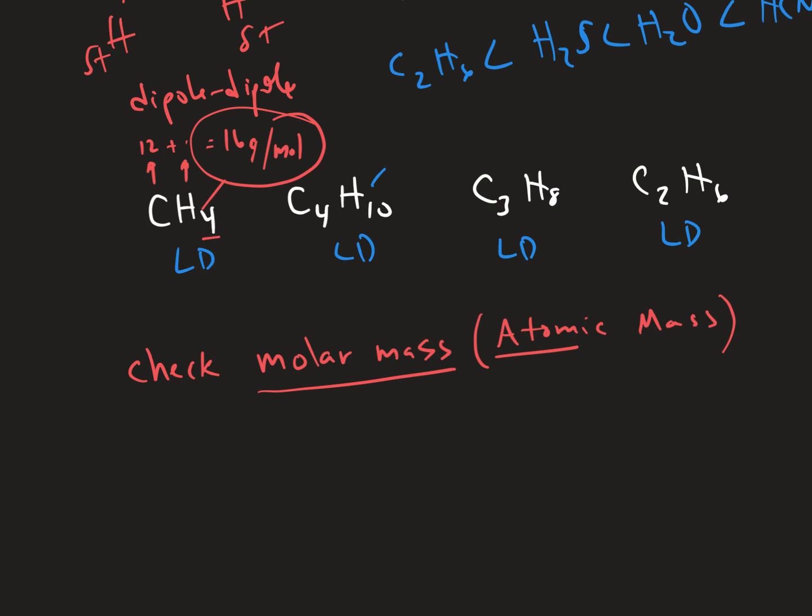What's the molar mass of C4H10? Is it more or less? Obviously more. Has 4 carbons compared to 1. And that one has 3 compared to 1. That one has 2 compared to 1. We can add these up if we want. 4 times 12 is 48, plus 10 is 58. Three times 12 is 36, plus 8 is 44. Yeah, 44.